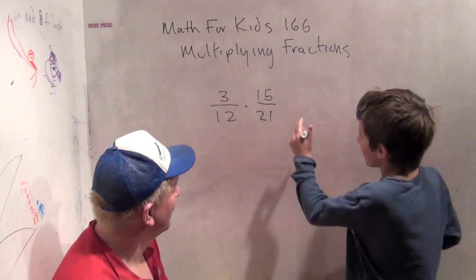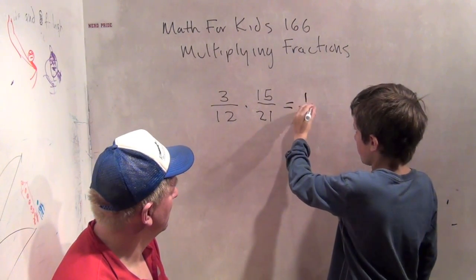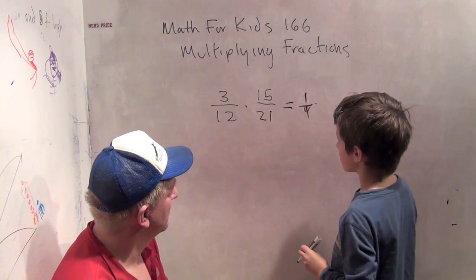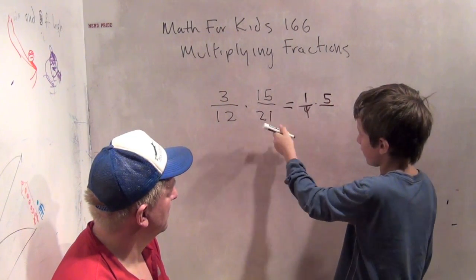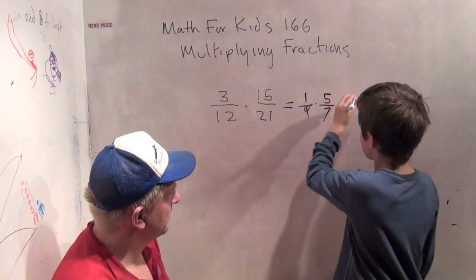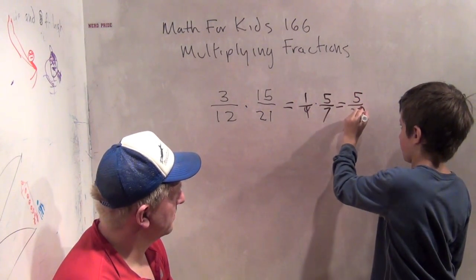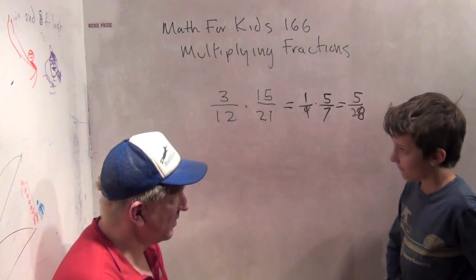Well, what we can do is 3/12 simplifies to be 1/4, times 15/21 simplifies to be 5 over 7. Which is 5/28. Whoa, so that one was a double simplify.